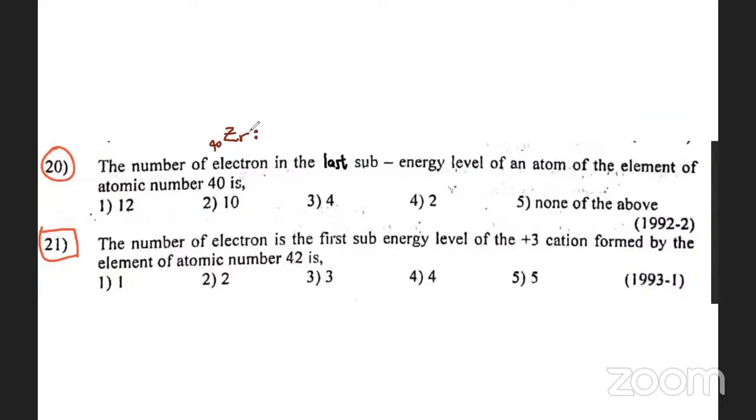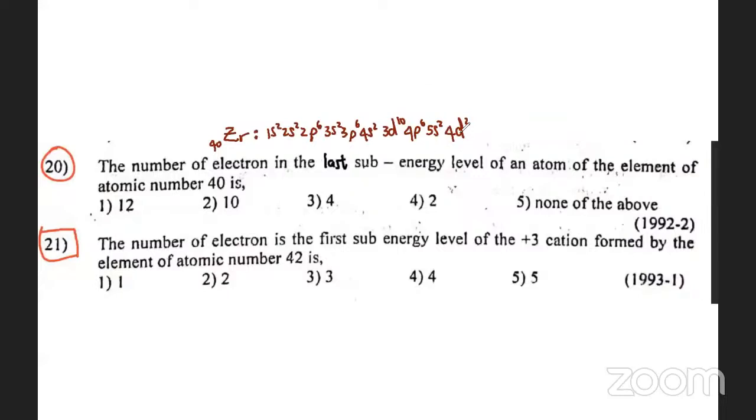My question is, what is the last sub-energy level? So when you write the electronic configuration: 1s2, 2s2, 2p6 (10), 3s2, 3p6, 4s2 (20), 3d10 (30), 4p6 (36), 5s2 (38), 4d2 (40). So what is the final sub-energy level here, people? Last sub-energy level is 5s2, no? Yeah, 5s2 is the last sub-energy level.